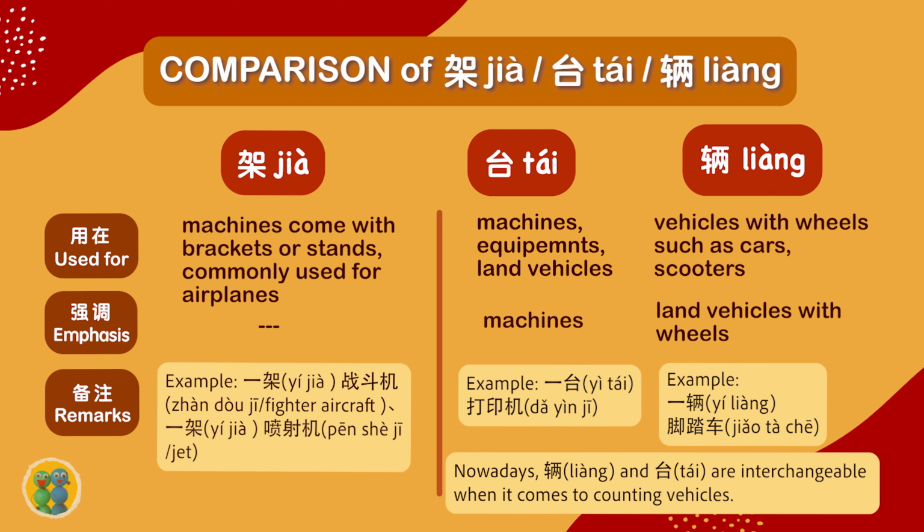And next, let's see 台 and 辆. 台 is used for machines, equipment, and land vehicles. The measure word 辆 also can be used for vehicles with wheels, such as cars and scooters. This measure word is mainly used for vehicles, no other machines, just land vehicles. So 台 puts more emphasis on machines, and 辆 puts more emphasis on land vehicles that come with wheels. More example for 台: 一台打印机. 打印机 means printer. And more example for 辆: 一辆脚踏车.